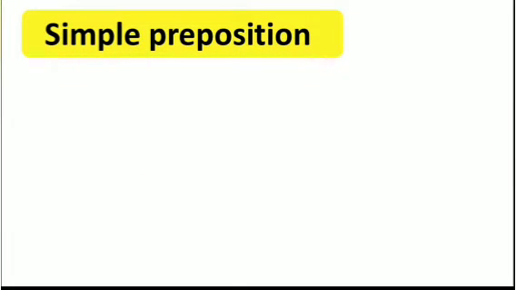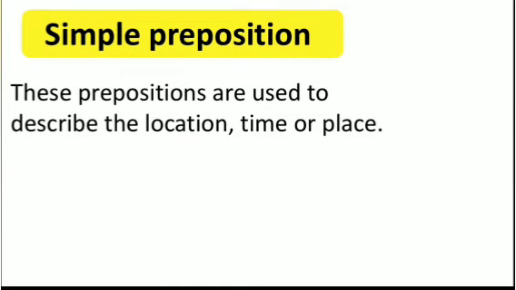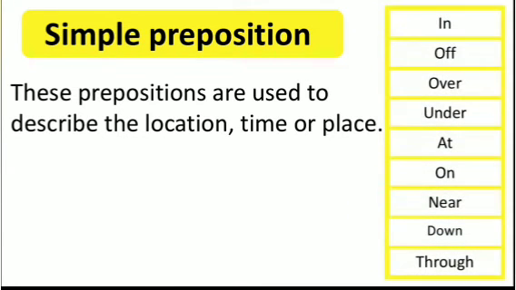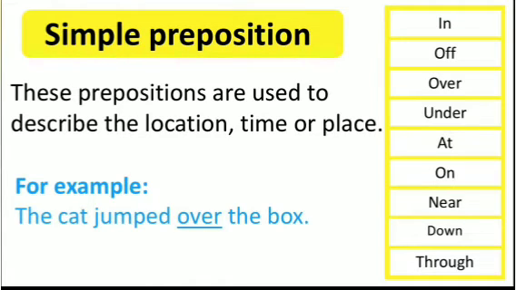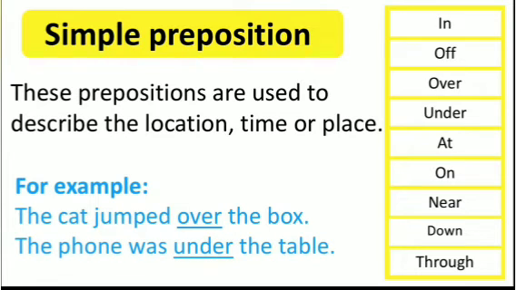Simple preposition. These prepositions are used to describe the location, time, or place. This includes in, off, over, under, at, on, near, down, through. For example, the cat jumped over the box. The phone was under the table.